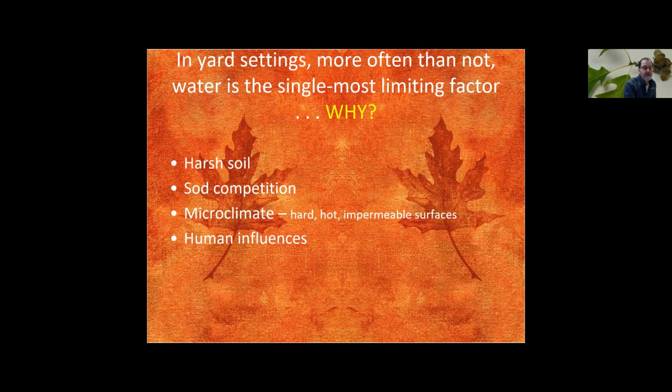Certainly there are microclimates in our yard settings. We've got hard, hot, impermeable surfaces. We've got a lot of asphalt and concrete that causes water to run off fast. Instead of reaching the tree, it gets off the site too quickly. And then, of course, just a whole host of human influences that can affect water availability in a tree.